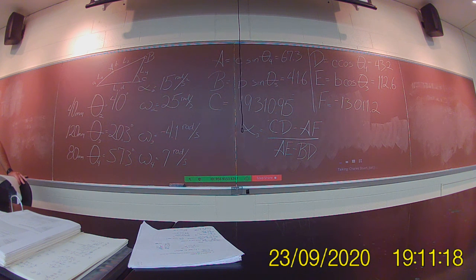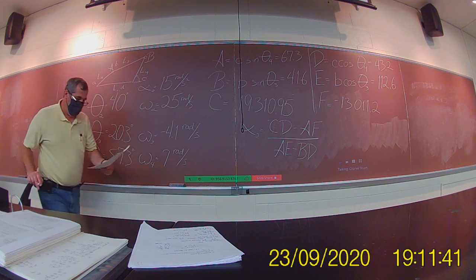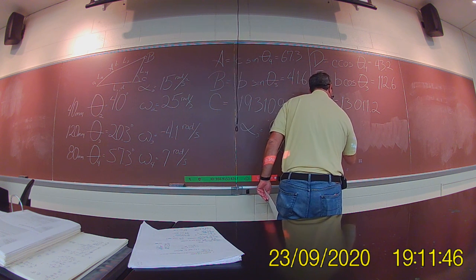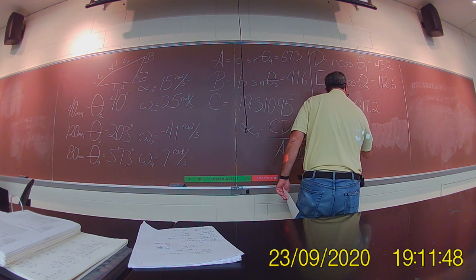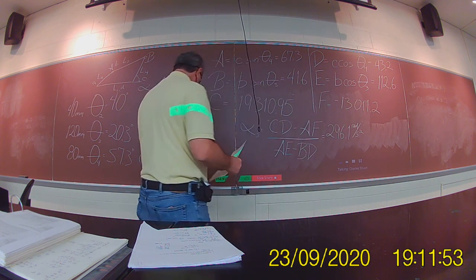Anybody getting alpha 3 yet? $296.1. What are the units, Kate? Millimeters per second squared? No, radians per second. Radians per second squared. Great. 296.1. Okay, so that's alpha 3.